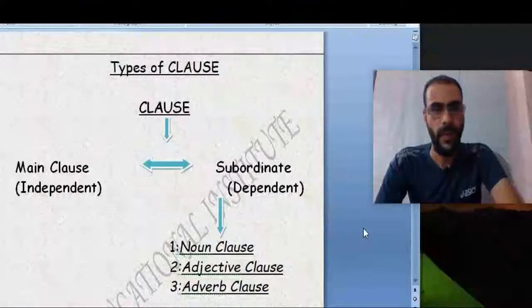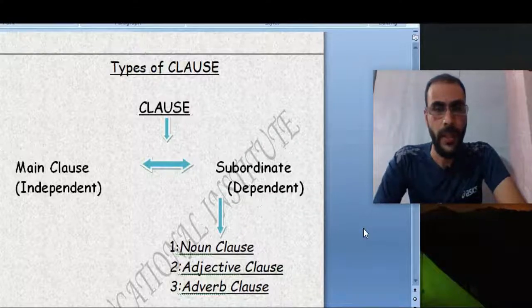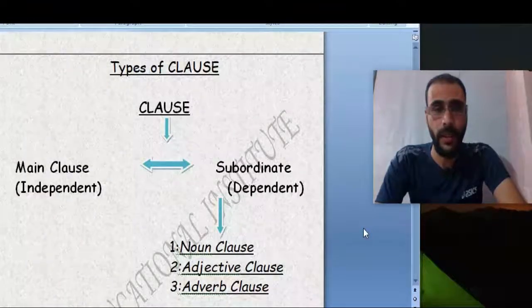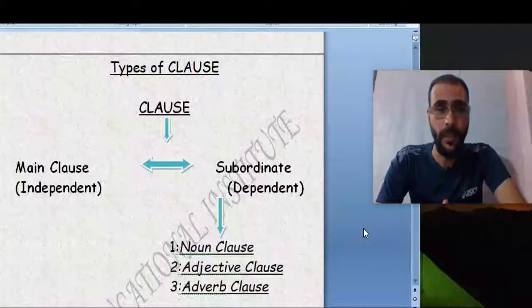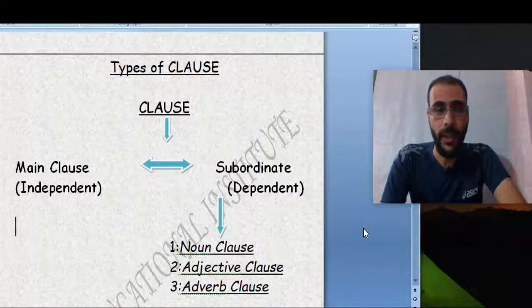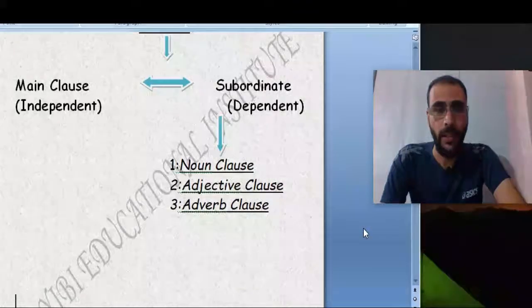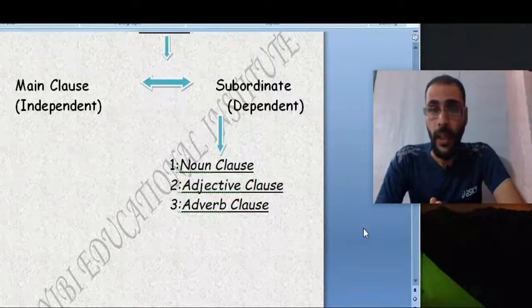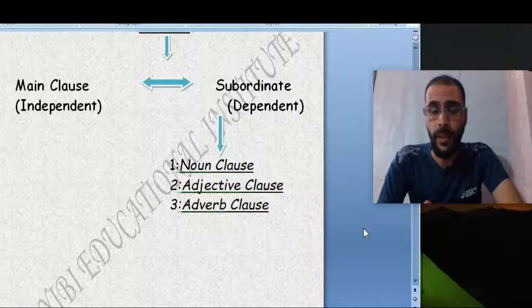But subordinate clause is further divided into 3 types: noun clause, adjective clause, and adverb clause. Let's have a look here. Now types of clause, जैसा कि मैंने बताया, broadly classified into 2 types, main clause, subordinate clause. Main clause को हम independent clause भी कहते हैं, subordinate clause को हम dependent clause भी कहते हैं, and subordinate clause is further divided into 3 types: noun clause, adjective clause, and adverb clause. We'll talk about the first 2 clauses for now, main clause and subordinate clause.